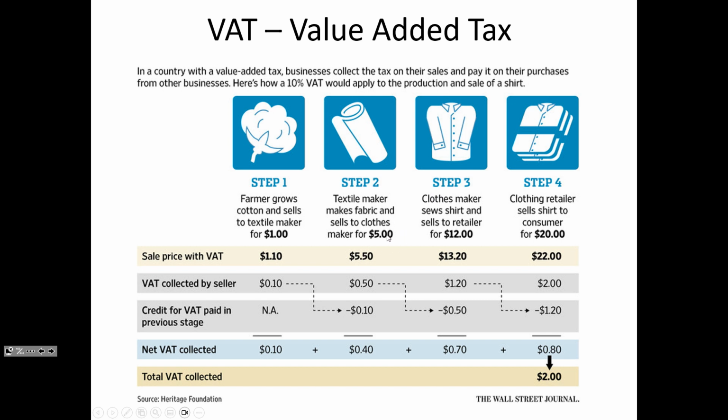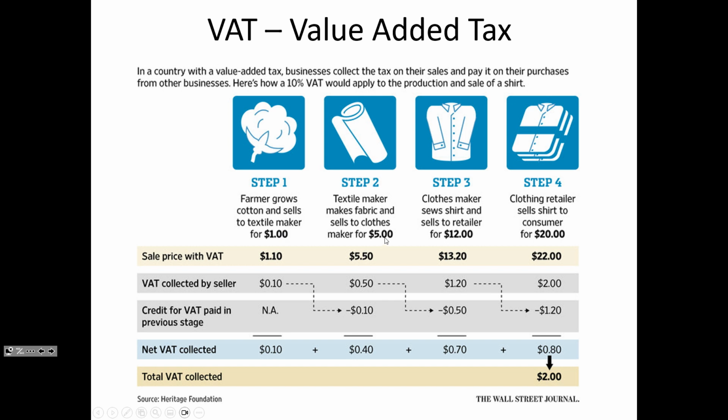And so they're charging the clothes maker $5.50 total, because it's the $5 for the fabric, 50 cents for the tax, but they only have to give the government 40 cents because they're getting reimbursed the 10 cents that they paid in the prior step. And so they only are paying tax on how much value they added, which is the difference between the purchase price and the sales price.